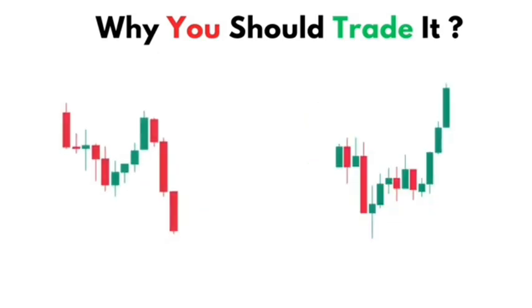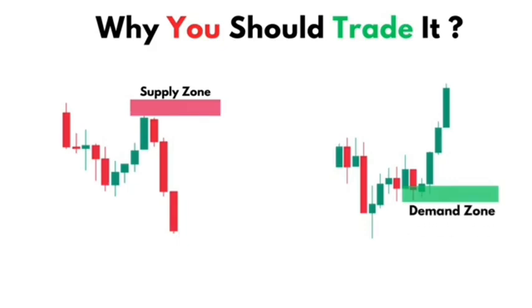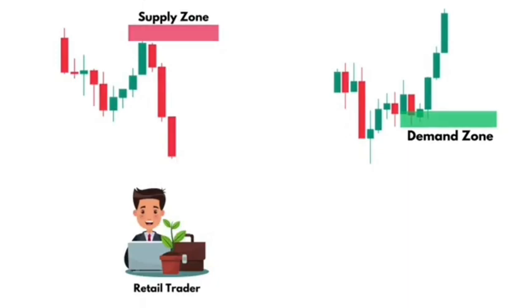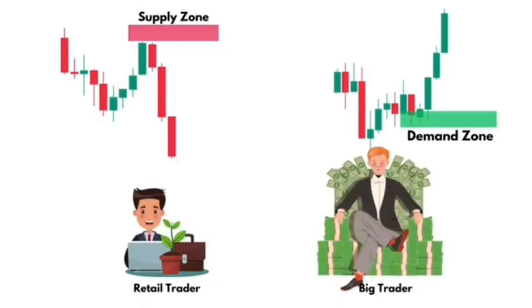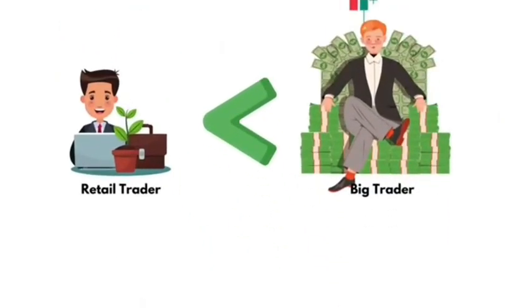The best way to identify where smart money is entering and exiting the market is by recognizing supply and demand zones on the chart. When price drops with large, strong bearish candles, it forms a supply zone. This tells us that aggressive selling has entered the market. On the other hand, when price rallies with large, powerful bullish candles, it creates a demand zone. This indicates aggressive buying by institutional traders. When analyzing charts, don't focus on every candle. Pay attention to strong momentum candles because they reveal where the big players are actively participating.